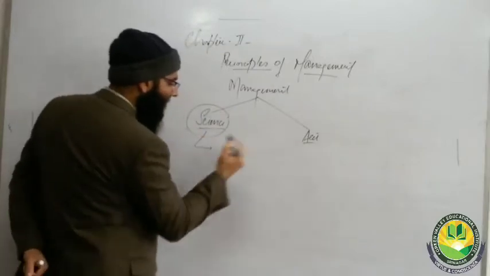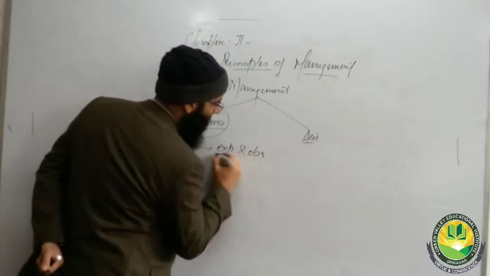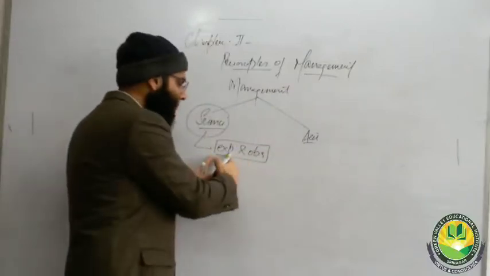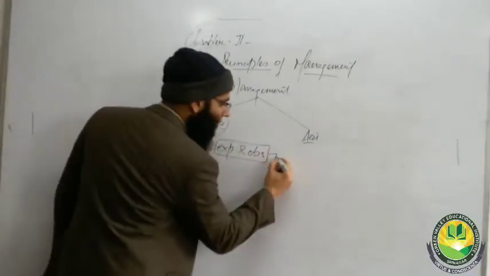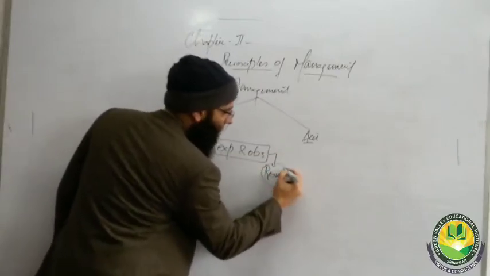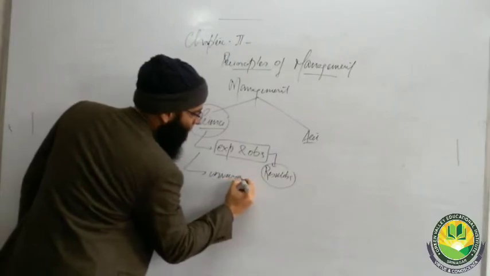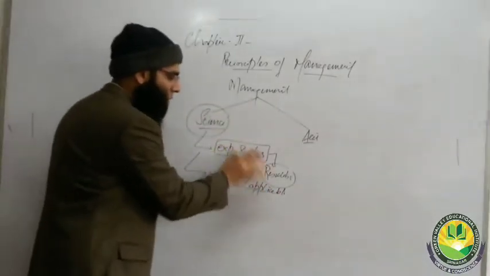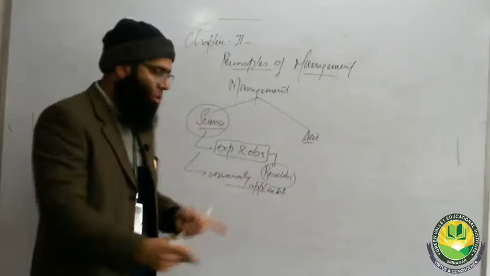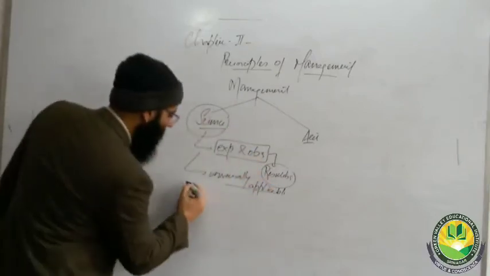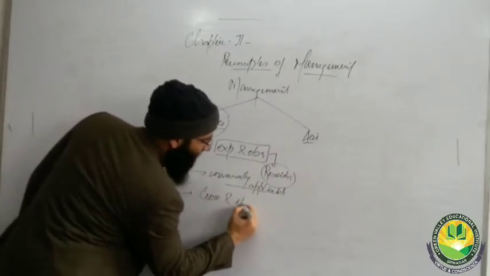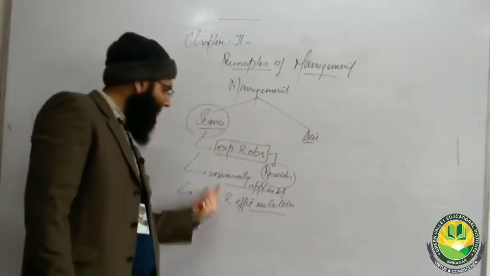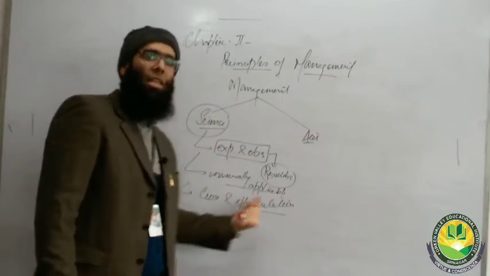If we say science, science was based on experimentation and observation, as we discussed. So any management principle that has come from experimentations and observations, and which provided us certain results, these results are universally applicable. And third, science has cause and effect relation. So management also has science which says there are certain causes and these causes have certain effects.